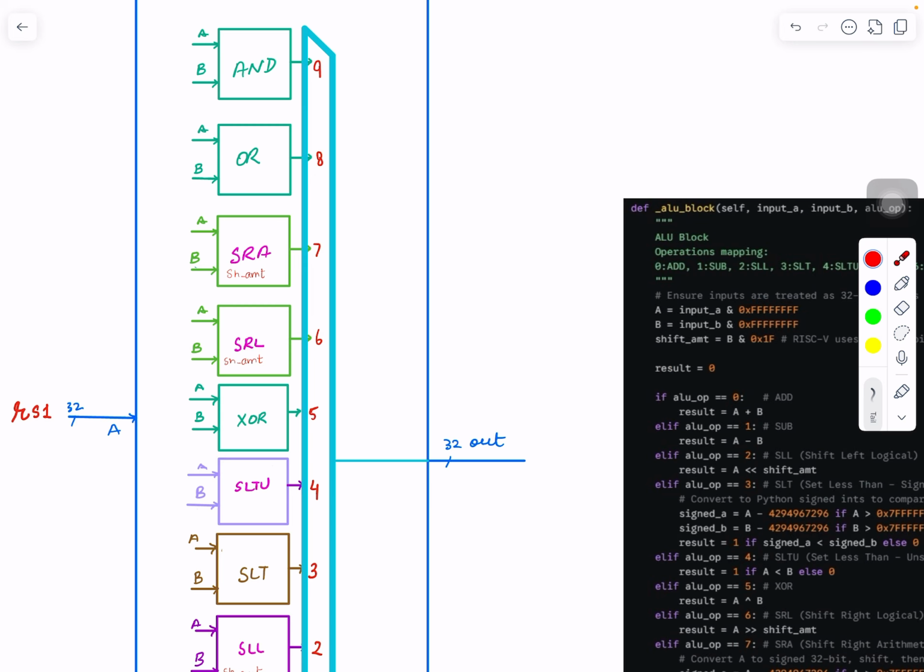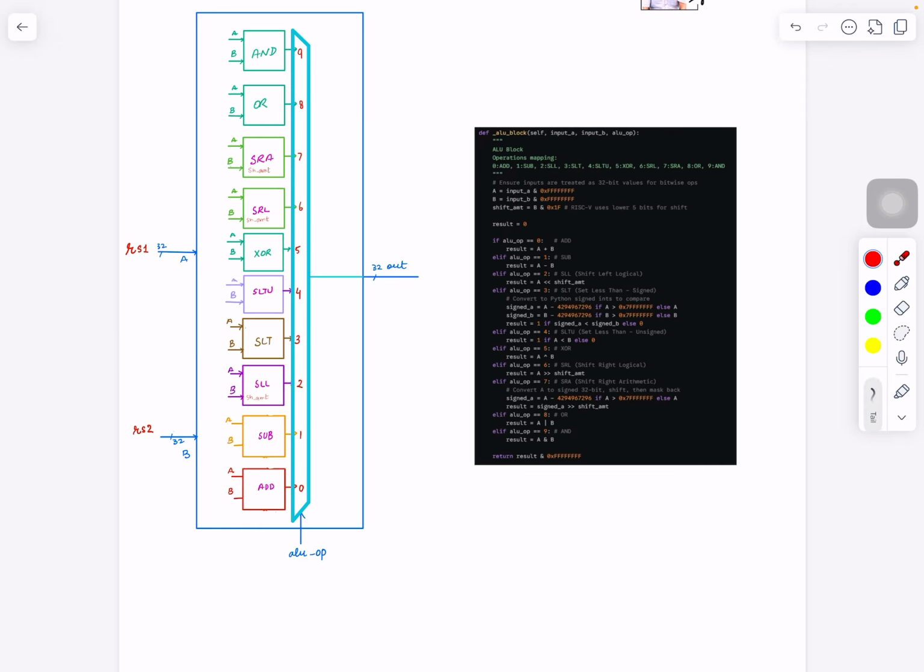Shift right can be logical, where in the more significant places you put zeros, or arithmetic, where the sign bit is extended, right? So again, A is shifted, B is the shift amount. I put here SH amount, and the shifted result is available at the output. The OR of the two 32-bit values is here, and the AND of the two 32-bit values is available here.